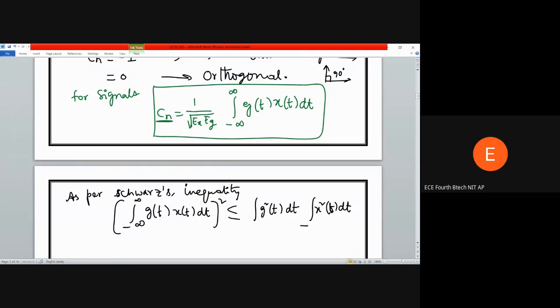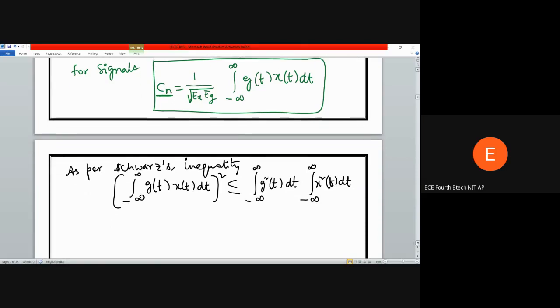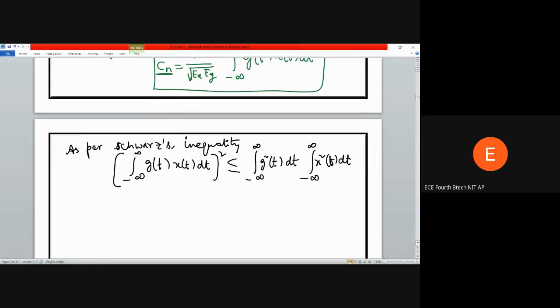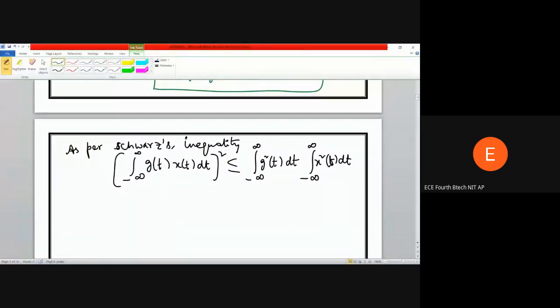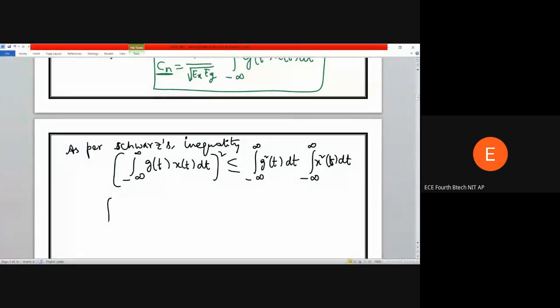You might be wondering what this is, right? Let me tell you one thing. Let us consider an integration, the integral of lambda times x of t minus g of t.